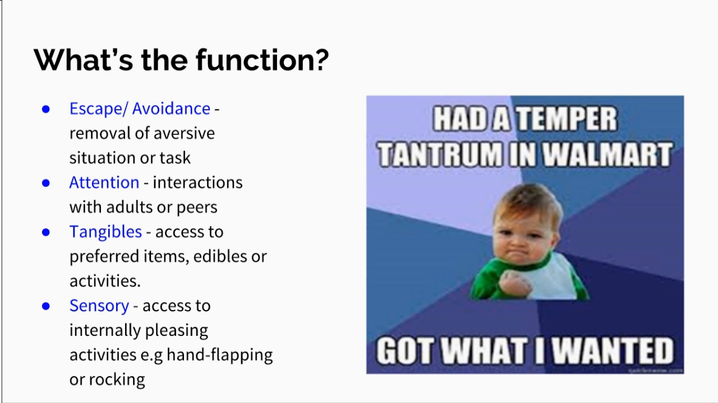Before implementing FCT, it is important that we identify the function of the interfering behavior. When we're talking about function, what we mean is the reason or the why of the behavior. There are many different functions of behaviors, and here are the most common ones: escape, avoidance, attention, access to tangibles, and sensory.